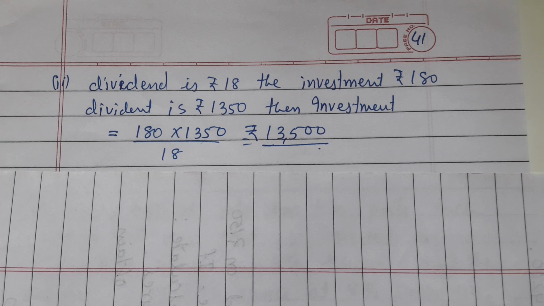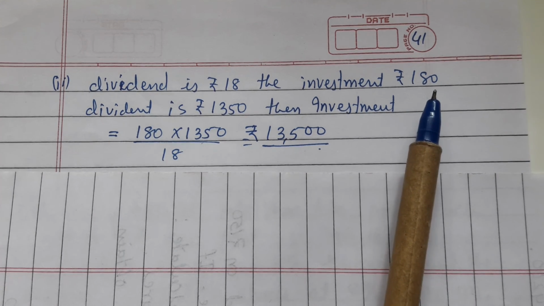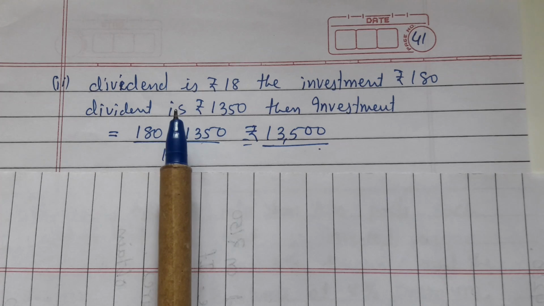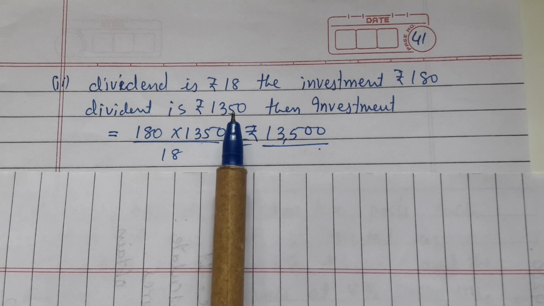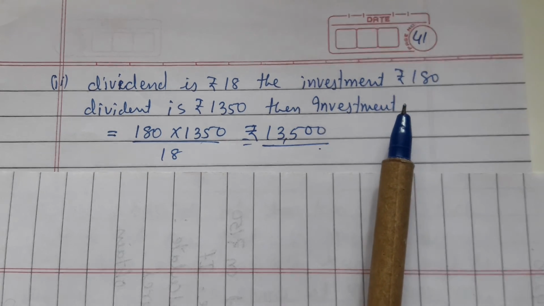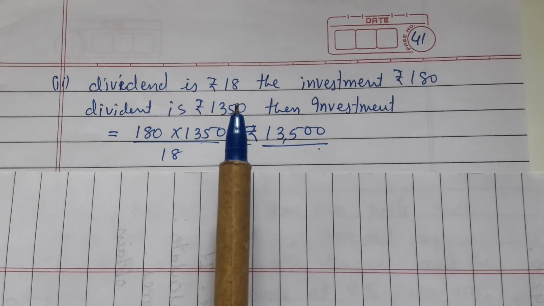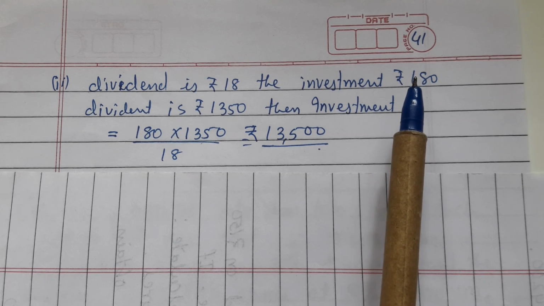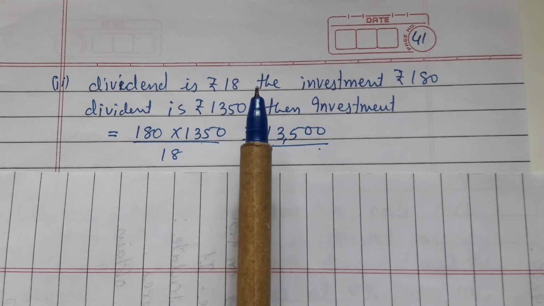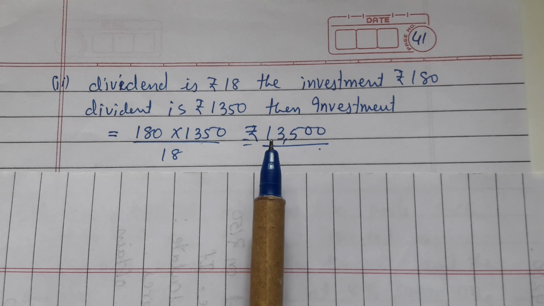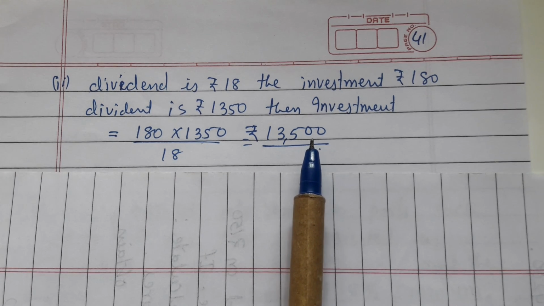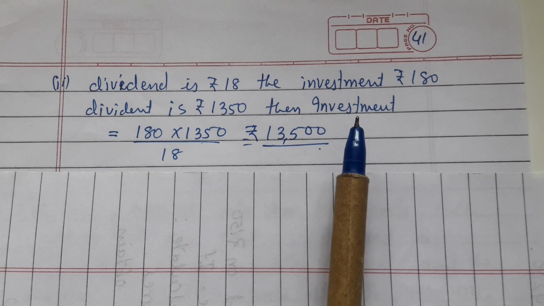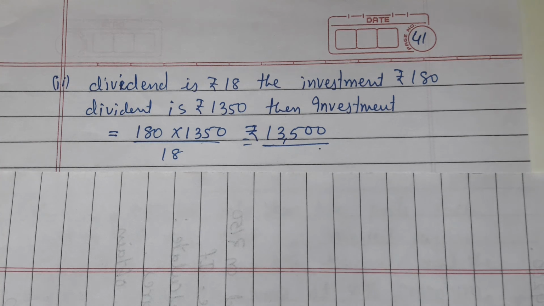Dividend is rupees 18 on investment of rupees 180. But dividend is equal to rupees 1,350. Then how much is the investment? Cross multiply. So 1,350 into 180 upon 18, that is equal to rupees 13,500. So total investment is rupees 13,500.